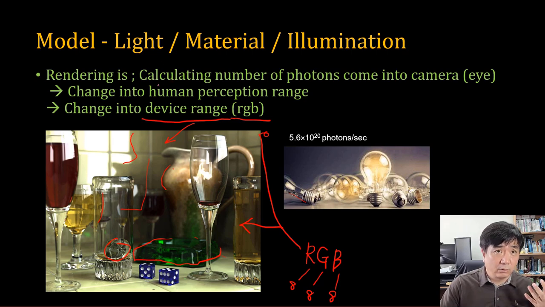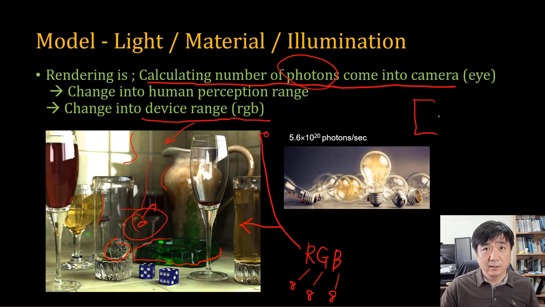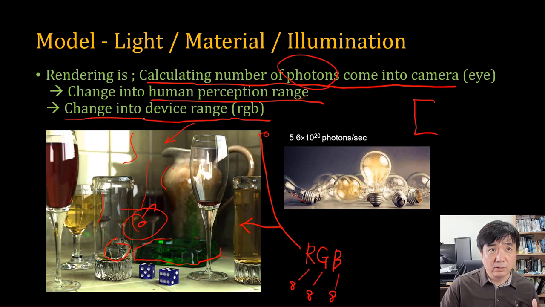Rendering is the calculation of the number of photons that come into the camera. So we need to set our camera position. The camera is located here at some distance, watching this point. In the camera view, on the sensor, many photons touch the sensor. Then it is scaled into the human perception range, and then it must be changed into the device range. This is the basic operation of modeling in computer graphics rendering.